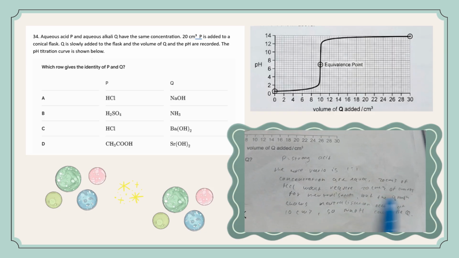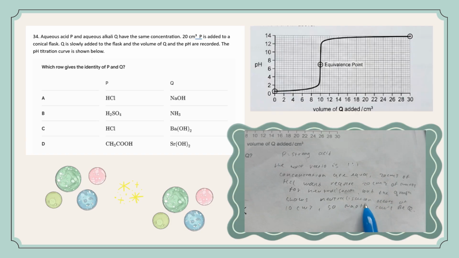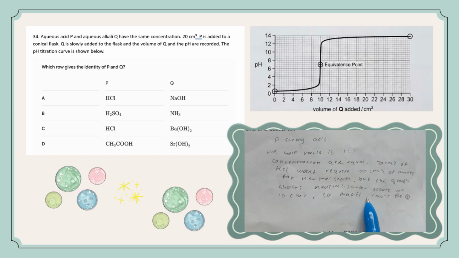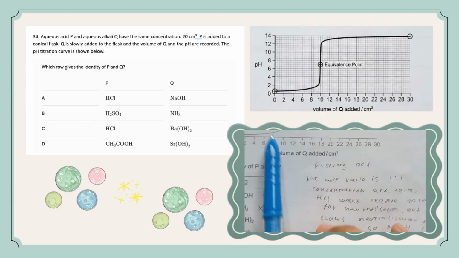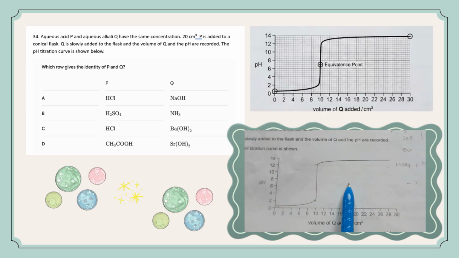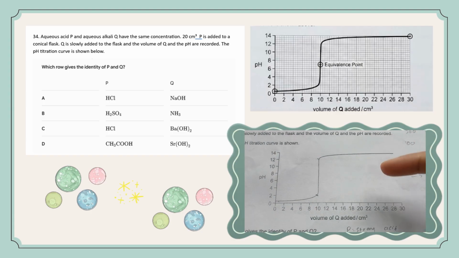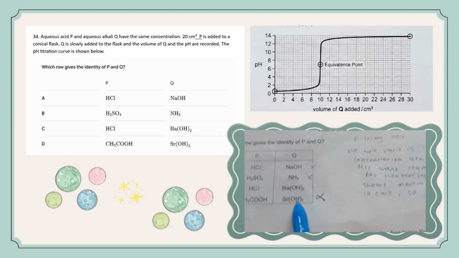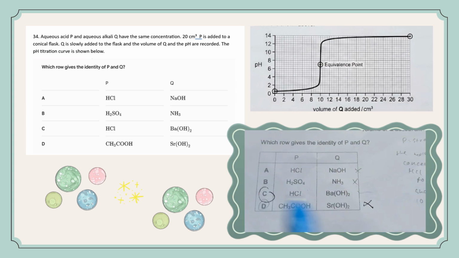But because they have the same concentration, and the graph shows the neutralization occurs at 10 millimeters, sodium hydroxide cannot be Q, because sodium hydroxide is not balanced. That's why we need the concentration of OH minus to be 2. So we have Ba(OH)2 in here. So the right answer of this is C.